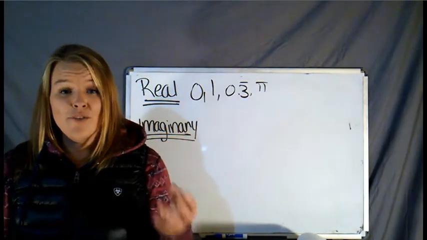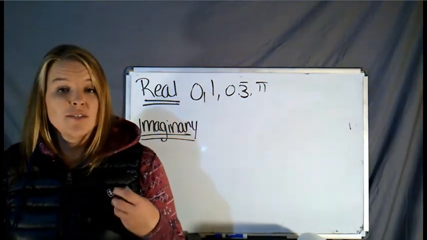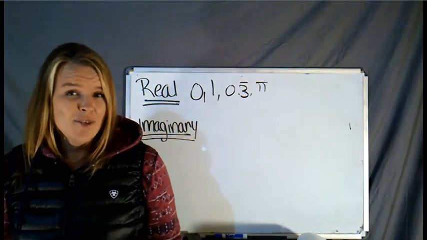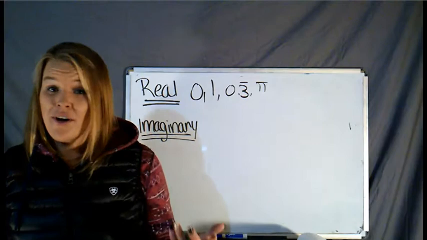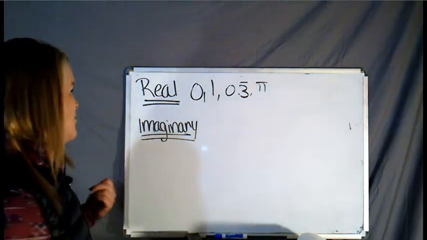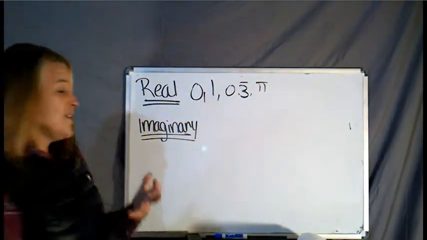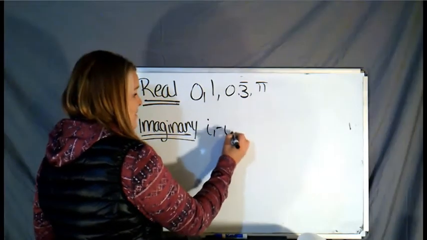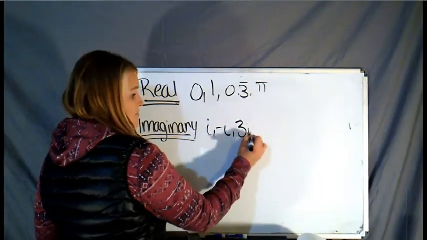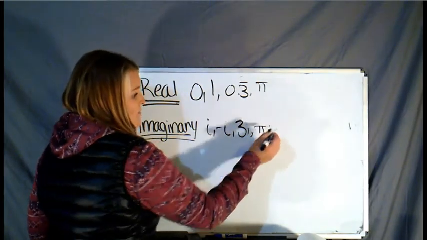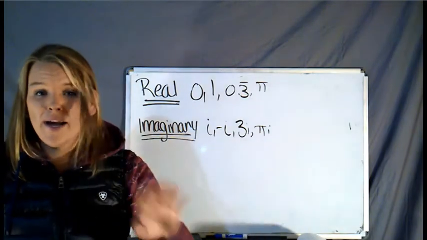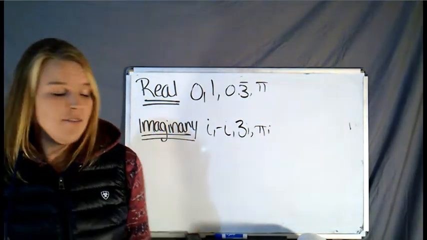What if there was a number out there that when we squared it, we got -1? We defined that number as i, and we called it imaginary. Imaginary numbers can be like i, -i, 3i, pi times i. We took all these real numbers and we multiplied them by i to make them imaginary.